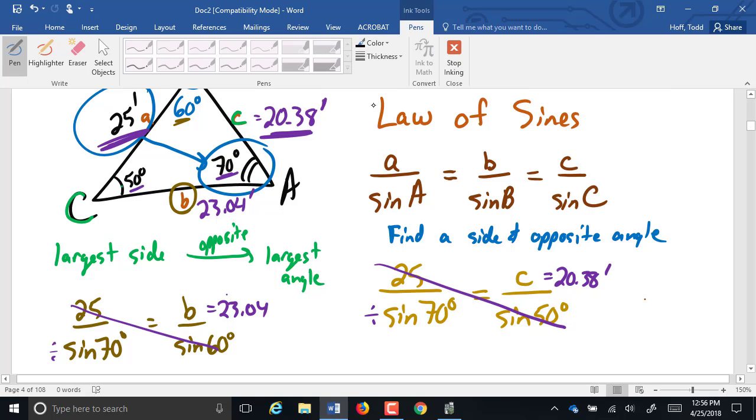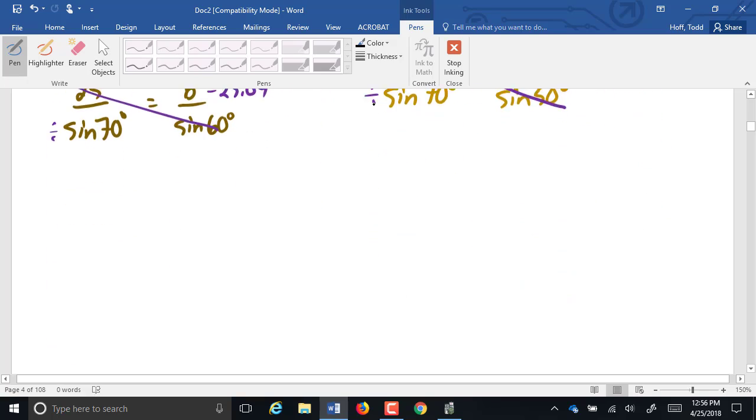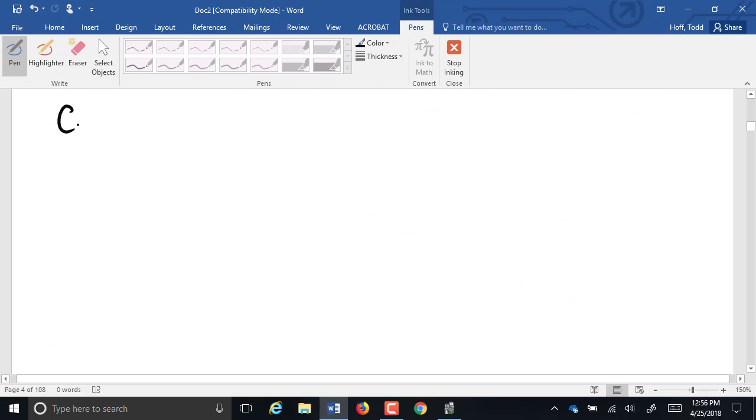Now the case we just saw here is one of the possible cases where we have two angles and one side. In fact, the side was opposite one of the angles.